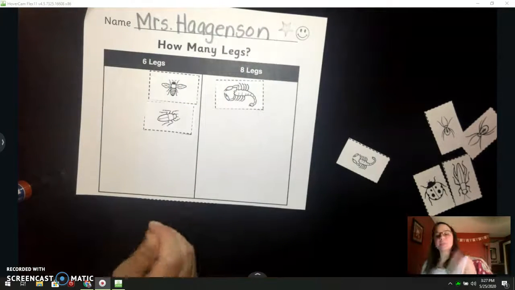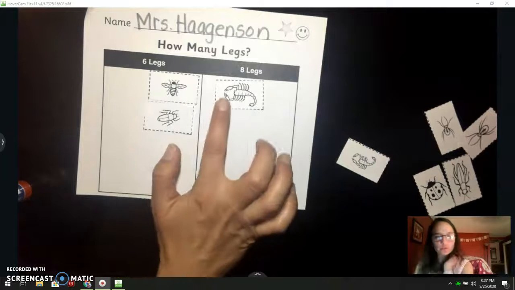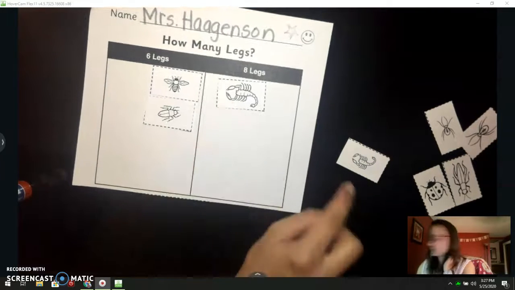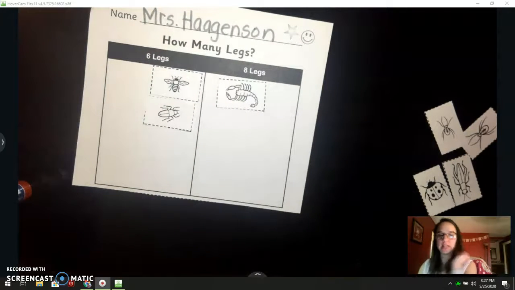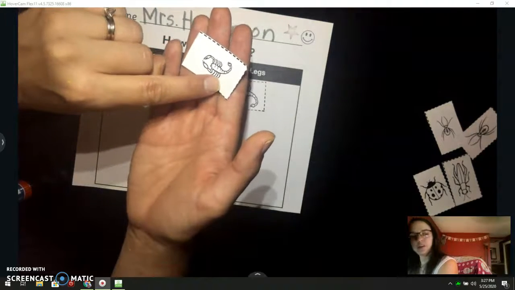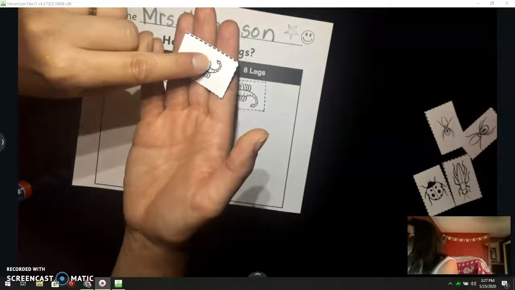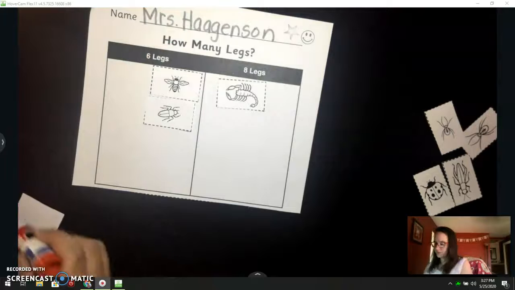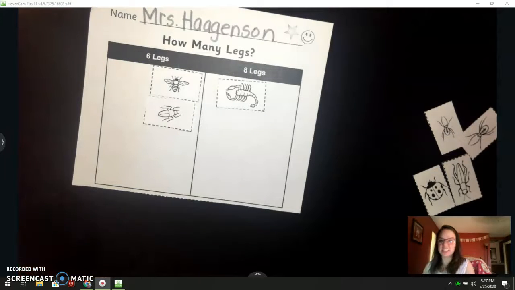Now my prediction is if a big scorpion has 8 legs, a little scorpion also has 8 legs. Let's count and find out. 1, 2, 3, 4, 5, 6, 7, 8. And 2 claws. And a yucky stinger.